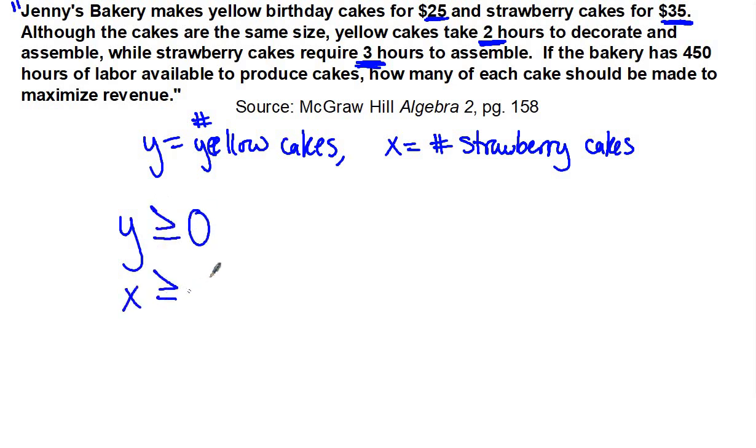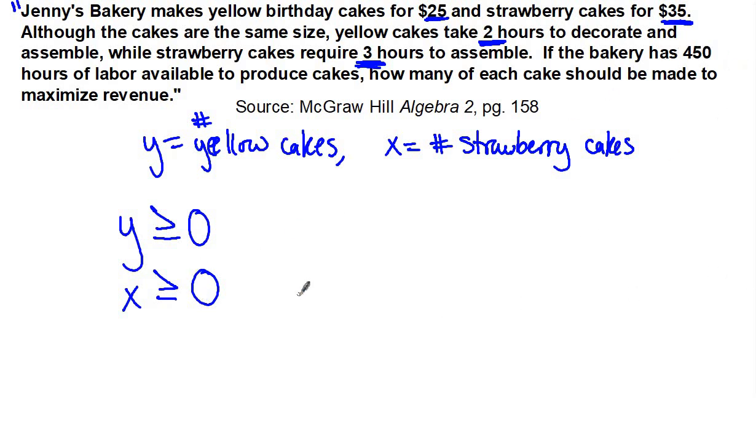And why is that? Because remember, this is number of cakes. You can't make a negative number of cakes. Okay, so this constraint should be obvious. However many yellow cakes we make, however many strawberry cakes, we can make 0, we can make none of them at all, but we can't make less than 0. Okay, so I hope that part makes sense.